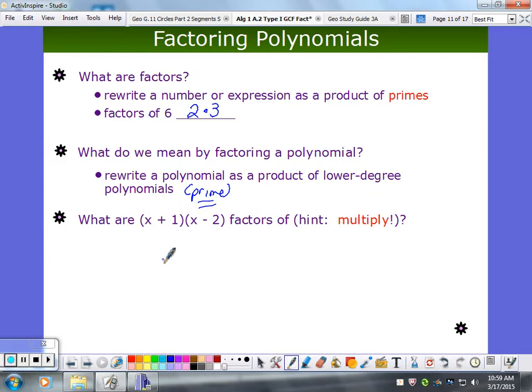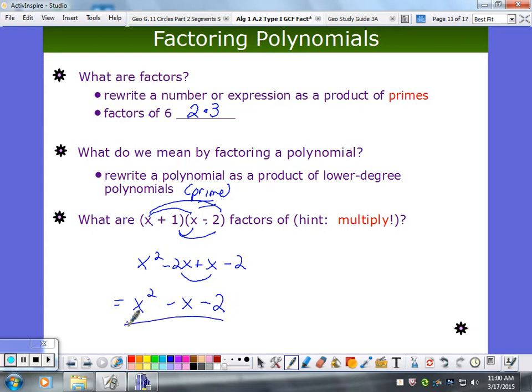How do you find what polynomial they are factors of? Multiply them, right? These are factors of a number. What's that number? Multiply them. So I'm going to multiply. x times x is x squared. x times negative 2 is negative 2x. x times 1 is just an x. 1 times negative 2. Combine your like terms. x squared minus x minus 2. This is the factored form of this.